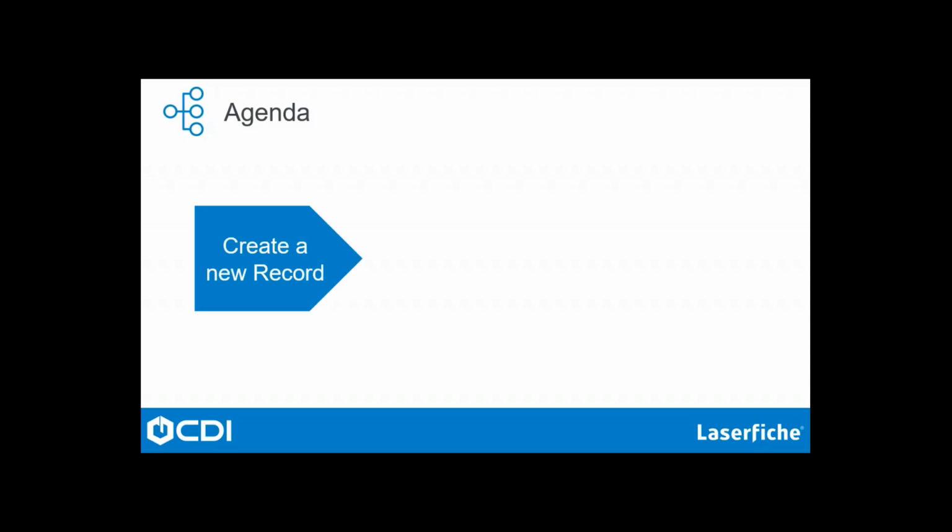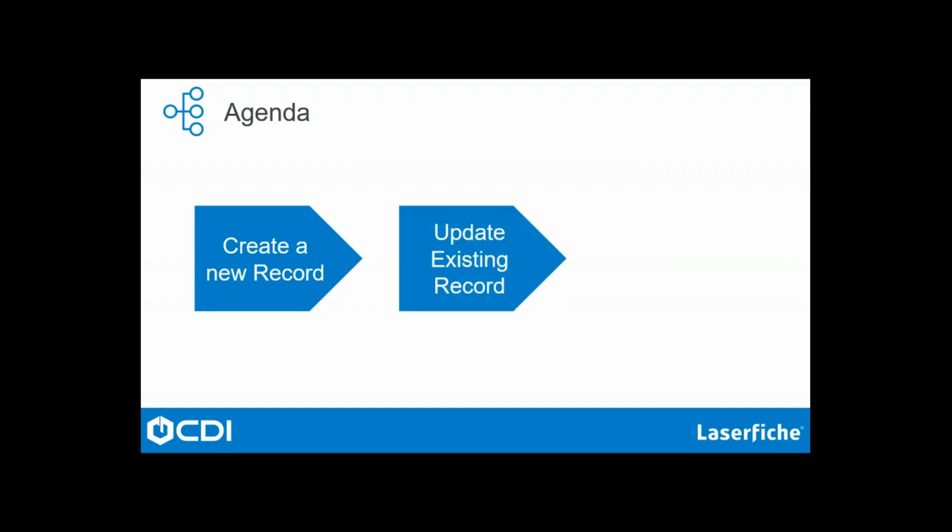So the first one we're going to do is show how we can create a new record, how to add a new row to a SQL table by using workflow. We'll also then show you how you can take an existing record, an existing row in SQL, and then use workflow to update that record. So find that record and put in the new up-to-date information.